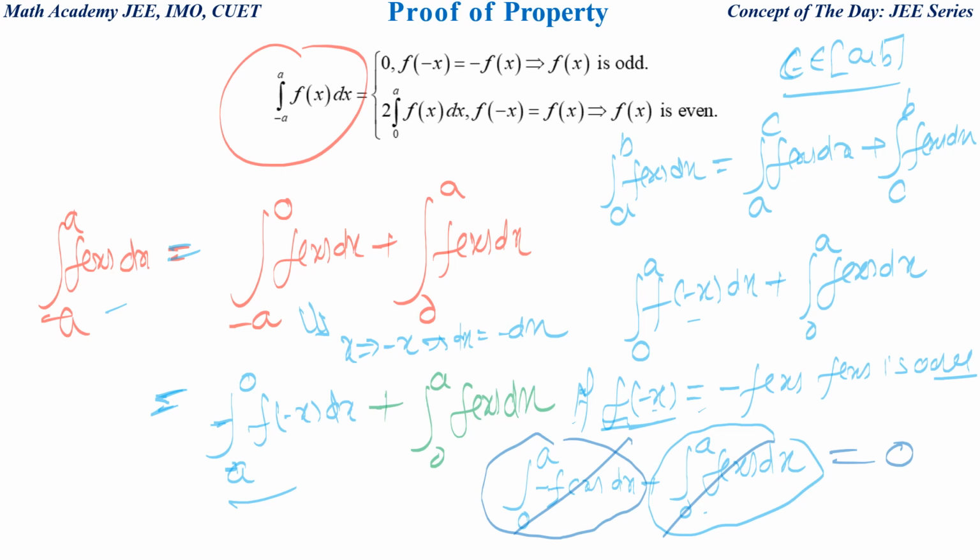So we have proved it. If the function is continuous in the interval minus a to a, and the function is an odd function, then the result of this one will be 0. Let's prove the second one. The second one will be even.